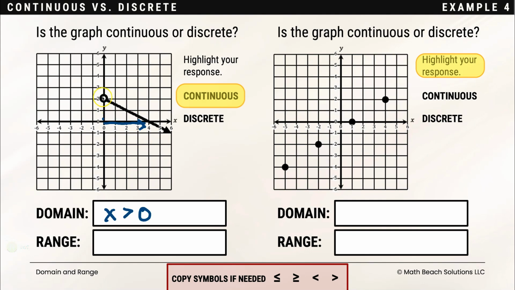Our range values start at 2 and continue indefinitely down, but they don't include 2 because there is an open dot at that point. So our range values are y is less than 2.